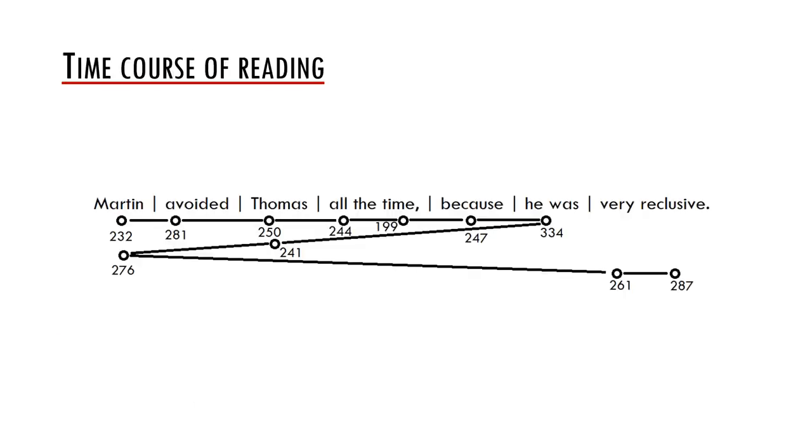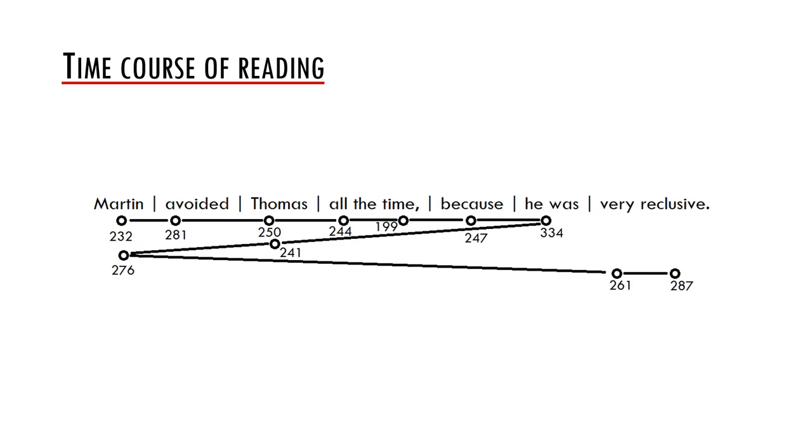This is a made-up example of a scan path representation of a process of reading of the sentence Martin avoided Thomas all the time because he was very reclusive. The dots represent fixations and the numbers their length in milliseconds. The vertical bars delimit the analyzed regions in the sentence. We can see that the imaginary reader did not perform only the forward saccades, but she also regressed during reading. From the region he was, she first moved back to the region Thomas, and then even to the beginning to the region Martin. Then she made a long forward saccade to the end of the sentence.